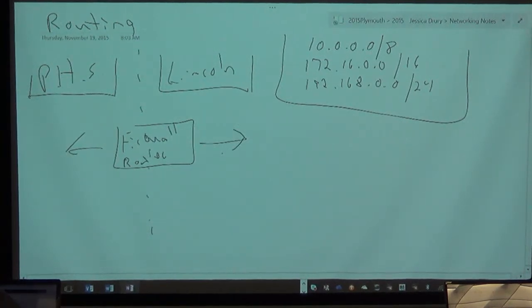Okay, now, Brittany, give me two ranges of IP addresses that would work in this scenario. A PHS side and on the Lincoln side. What's that? Two private ones. Give me a range.